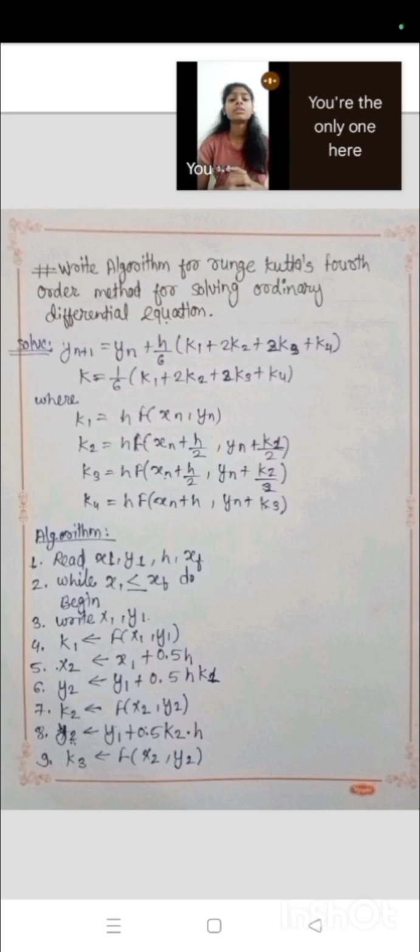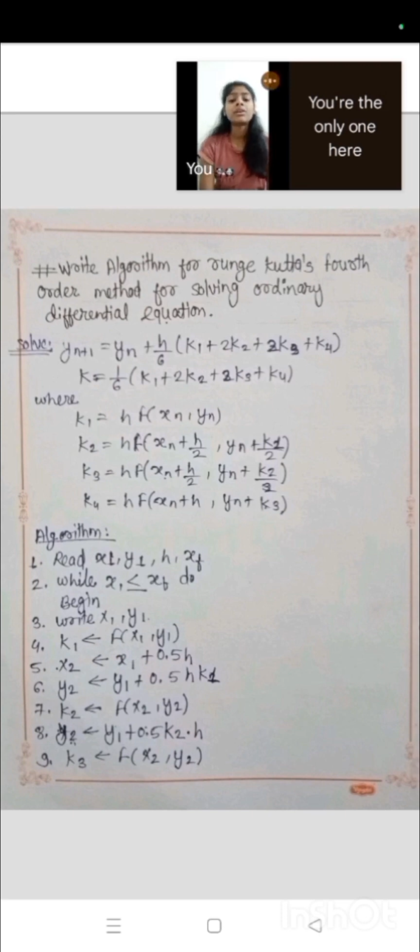y(n+1) is equal to yn plus h by 6 (k1 plus 2k2 plus 2k3 plus k4), and k is equal to 1 by 6 (k1 plus 2k2 plus 2k3 plus k4), where k1 is equal to h f of (xn, yn), and k2 is equal to h f of (xn plus h by 2, yn plus k1 by 2), and k3 is equal to h f of (xn plus h by 2, yn plus k2 by 2), and k4 is equal to h f of (xn plus h, yn plus k3).